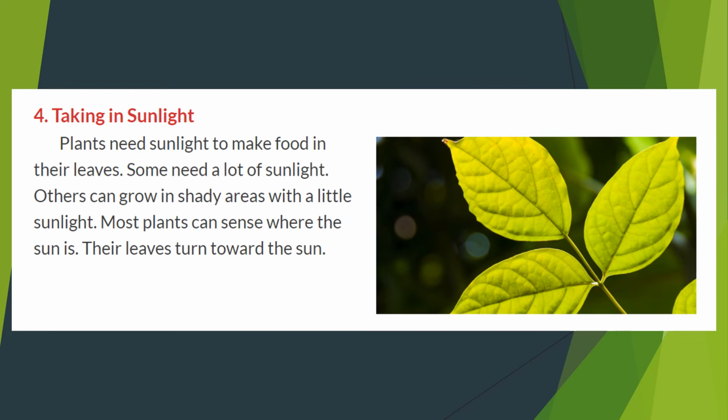Number 4, taking in sunlight. Plants need sunlight to make food in their leaves. Some need a lot of sunlight. Others can grow in shady areas with a little sunlight. Most plants can sense where the sun is. Their leaves turn toward the sun. Good job. Let's read on.